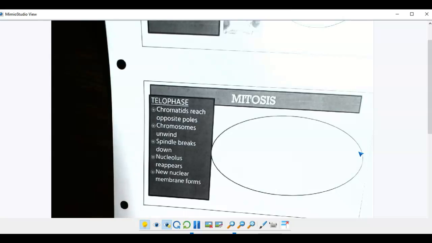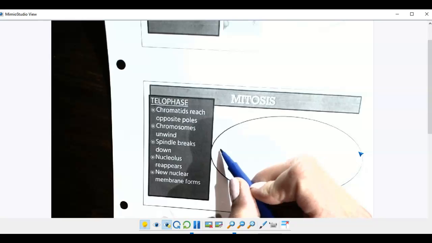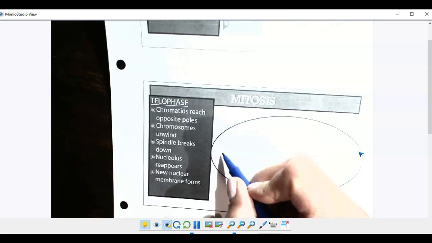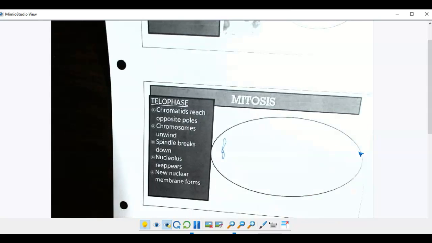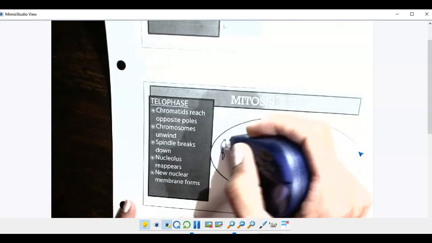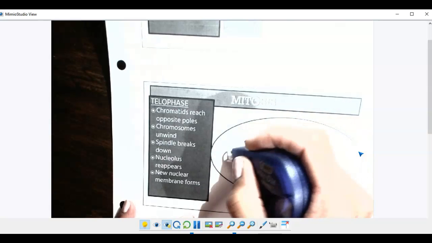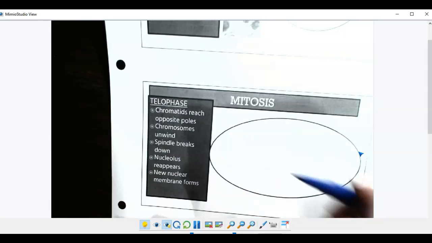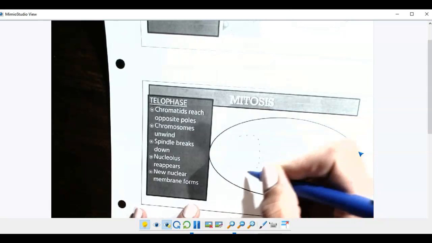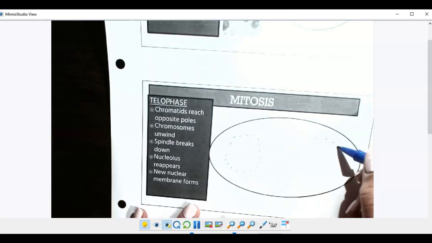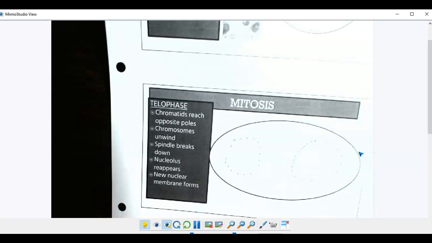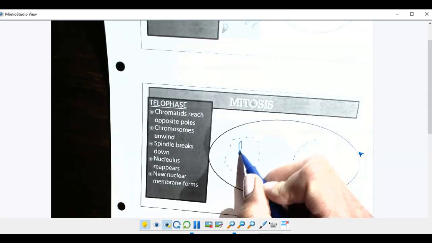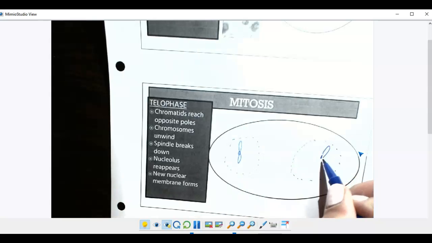starts to form. Okay, so I'm going to make our chromatids... Oh, I'm going to start over. Try that again. Let's make our 2 nuclei. Nuclear envelope starts to reappear. Our chromosomes, our chromatids have reached opposite ends.